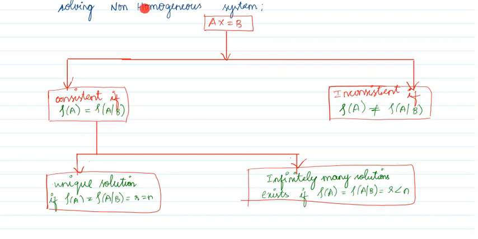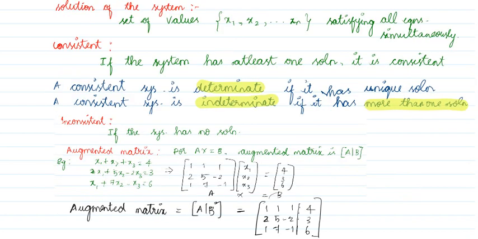First, what is a non-homogeneous system? We know that it is Ax equal to b. The system is consistent if the rank of A equals the rank of AB. Only then is the system consistent. If the rank of matrix A is not equal to the rank of the augmented matrix, then the system becomes inconsistent. Then we have another two conditions: whether it has a unique solution or infinitely many solutions. We have seen this as determinate or indeterminate.